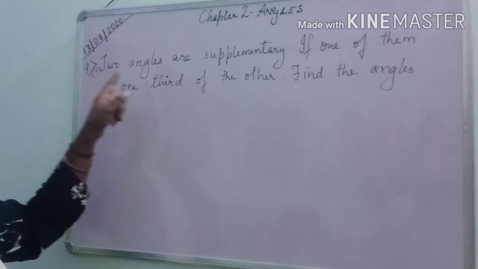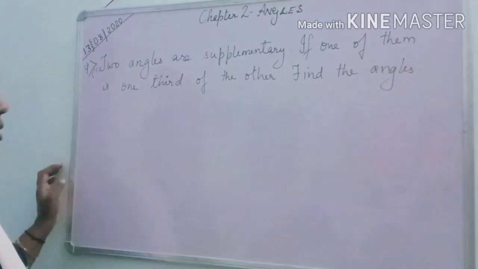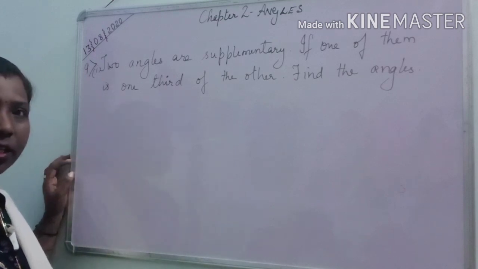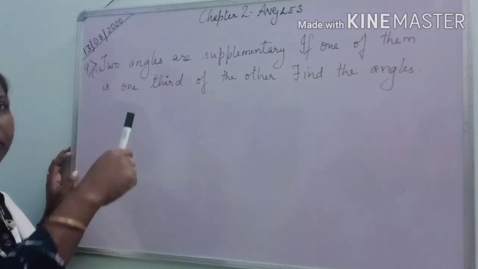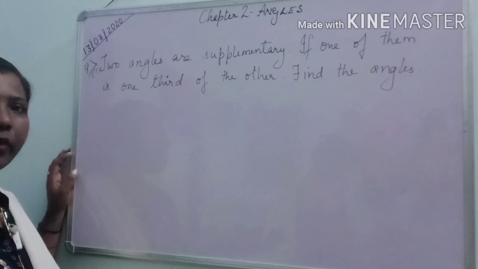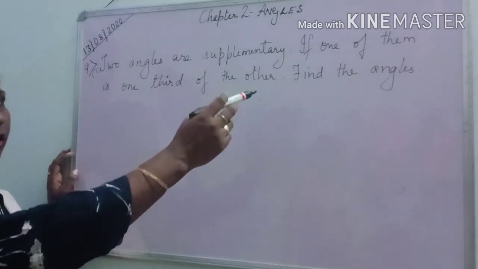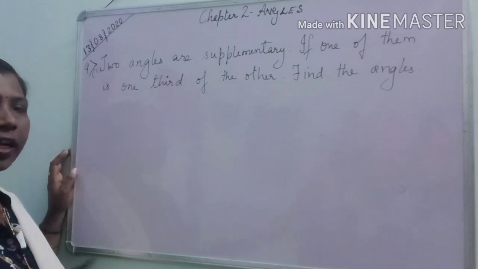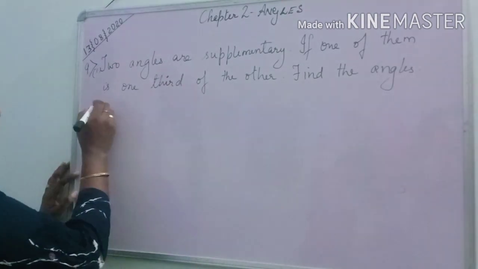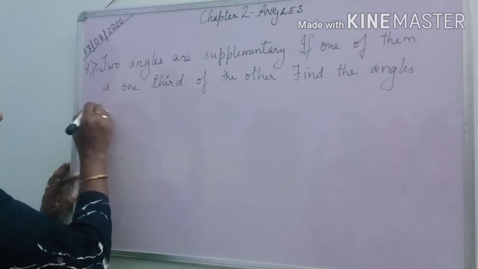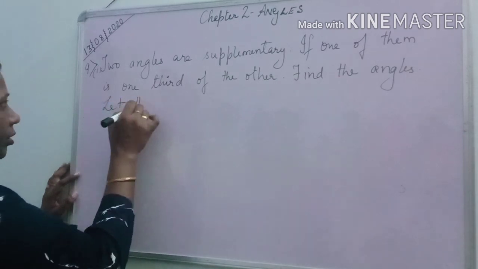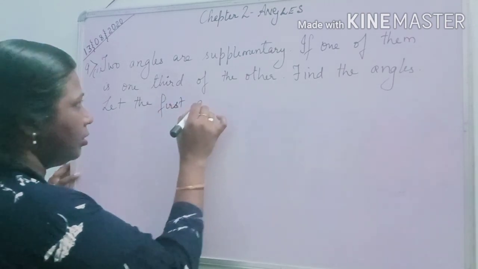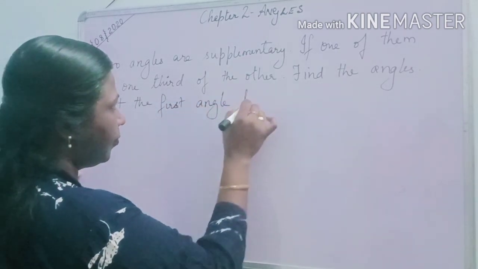We have question number 9. Two angles are supplementary if one of them is 1/3 of the other. Find the angles. Now here again, supplementary angles means the sum of the angles will be 180 degrees, and one of the angles is 1/3 of the other. The first angle we will take as x. Now the second angle, how will it become? Now see, let the first angle be x.